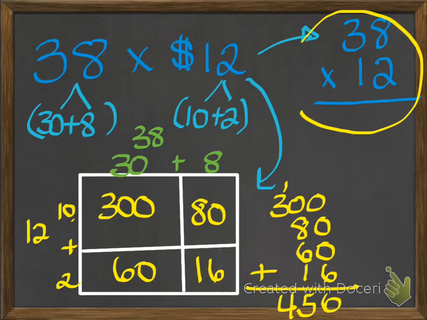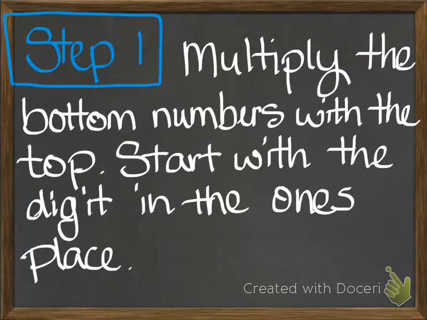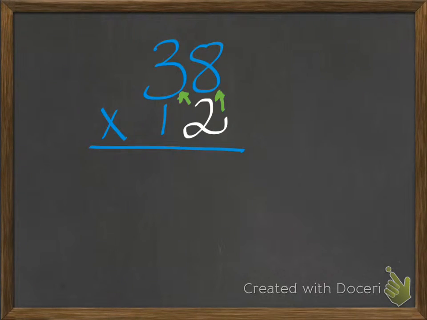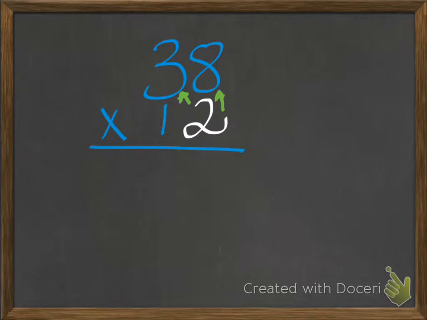Now I'm going to use an algorithm to do the same problem and find the same answer, 456, but using the regular algorithm. So, using an algorithm to multiply, I'm not sure if that's spelled right, but I'll be okay with it. Step 1, multiply the bottom numbers with the top. Start with the digit in the ones place. So, 38 times 12. It's just like when we multiplied 38 times 2. I'm going to multiply the number that's in the ones place on the bottom times 8, and then I'm going to multiply the 2 times the 3. It's the exact same thing if I have a digit in the tens place also. I still start with the ones place. I multiply times the 8. And then I'm going to multiply times the 3.